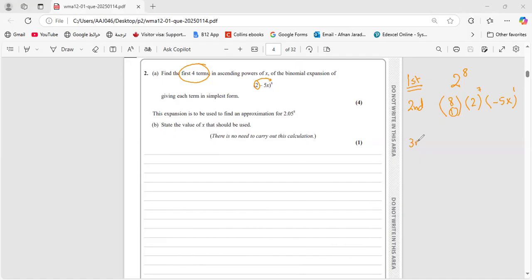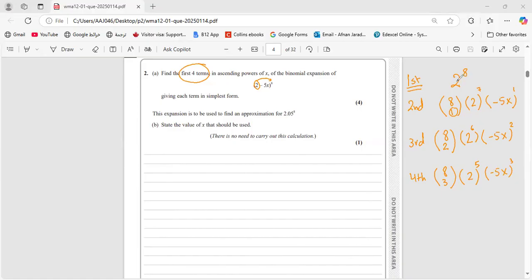Exactly the same for the third term. The third term is 8 choose 2, 2 to the power of 6 after subtracting, and minus 5x to the power of 2. Then, what is the fourth term? The fourth term is 8 choose 3, multiplied by 2 to the power of 5 after subtracting, then minus 5x to the power of 3.